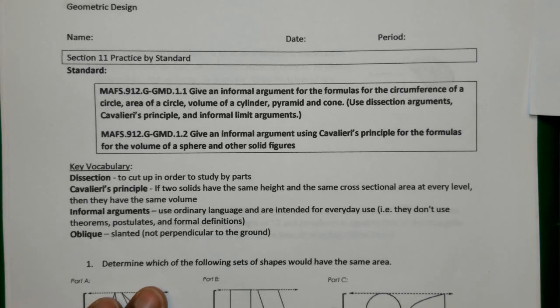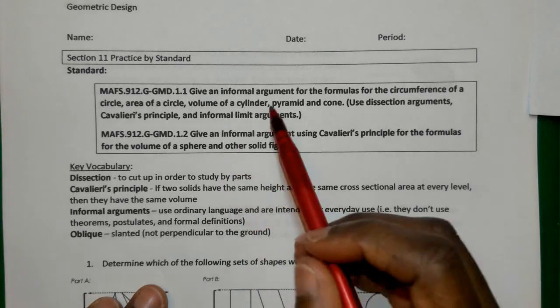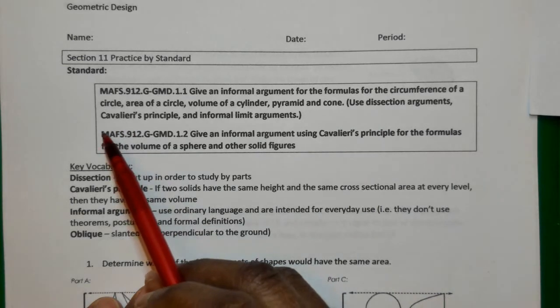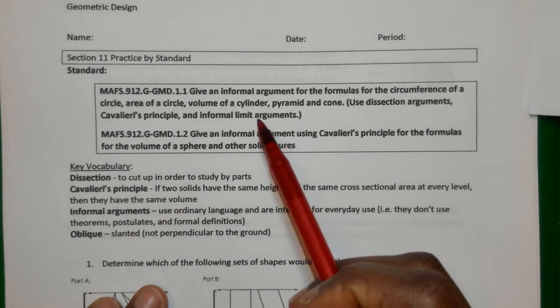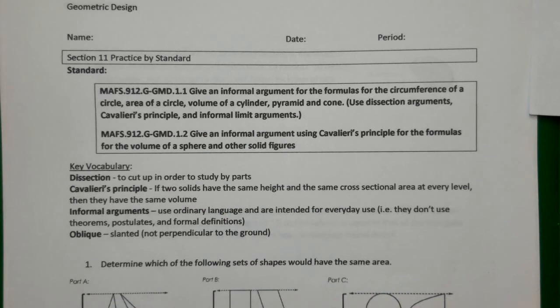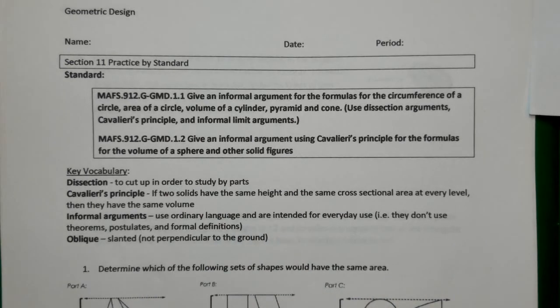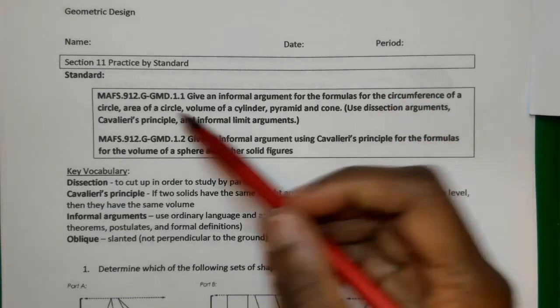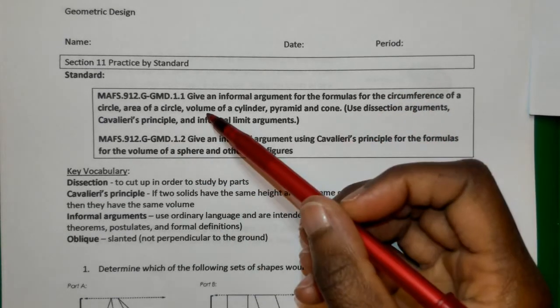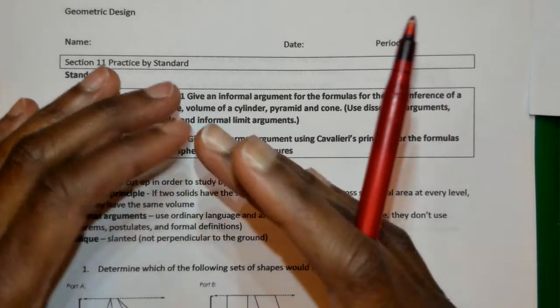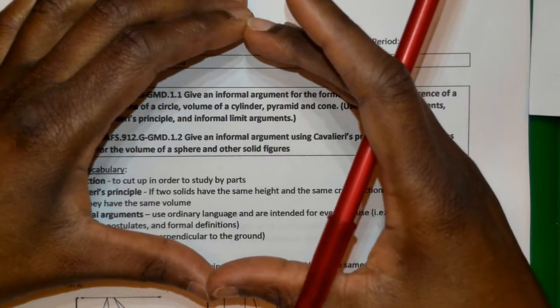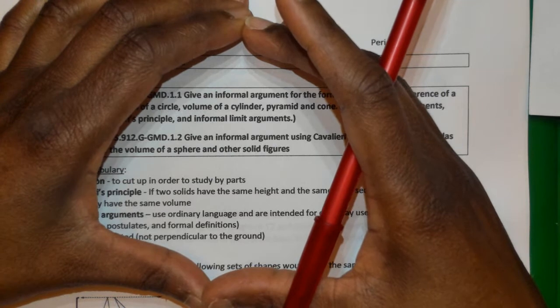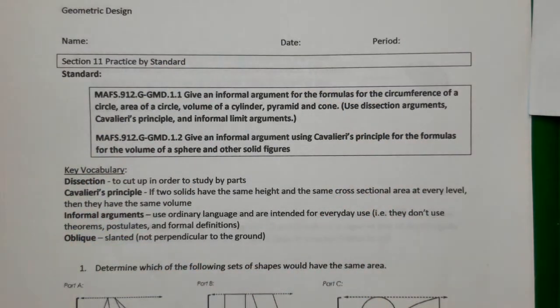So the standards, first we want to give an informal argument for the formulas for circumference of a circle, area, volume, and such. This lesson really incorporates all the rest of the unit, because it goes through applying these formulas and then deriving the fact that volume is a base shape. So let's say it's a cylinder, it's a circular base, and then timesing it by the height. So that's how we come up with the volume formula, or cone, pyramid, such things like that.